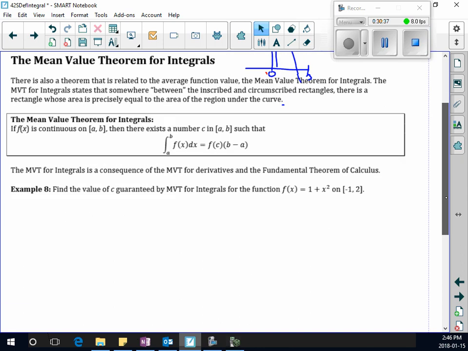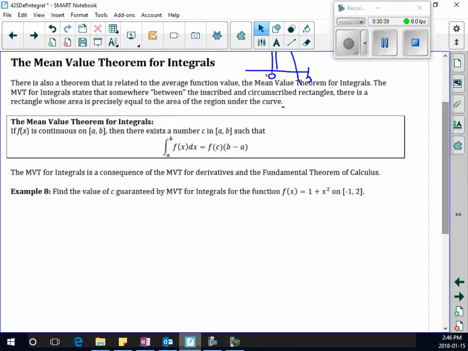Okay, this is a huge theorem, the mean value theorem for integrals. It's a theorem related to the average of a function. The MVT for integrals states that somewhere between the inscribed and the circumscribed rectangles, there is a rectangle whose area is precisely equal to the area of the region under the curve. In other words, the mean value theorem for integrals: if f is continuous on the closed interval a, b, then there exists a number c.